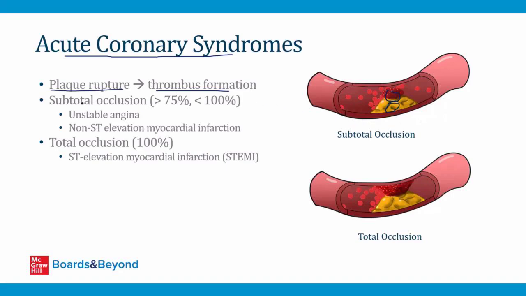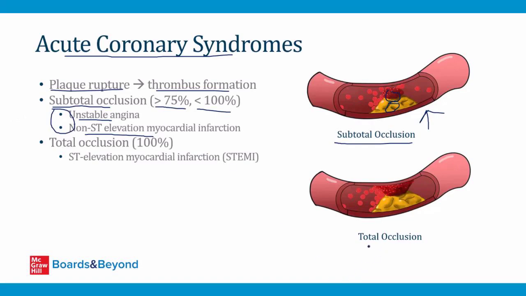If the occlusion caused by the thrombus is subtotal, meaning it's greater than that 75% threshold we talked about to produce symptoms, but it's less than 100%, meaning it's still allowing some blood flow, then you get the situation we have here at the top of the screen of a subtotal occlusion. You can see some red blood cells are able to get beyond the occlusion. And this is what leads to the two acute coronary syndromes called unstable angina and non-ST elevation myocardial infarction. I talk about these in detail in other videos, and we'll talk about them a little bit in this video, but these are the clinical syndromes that occur when you have a subtotal occlusion.